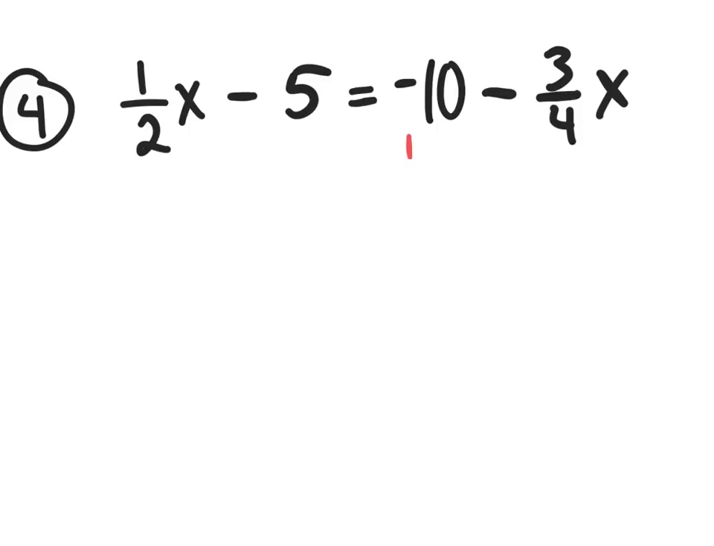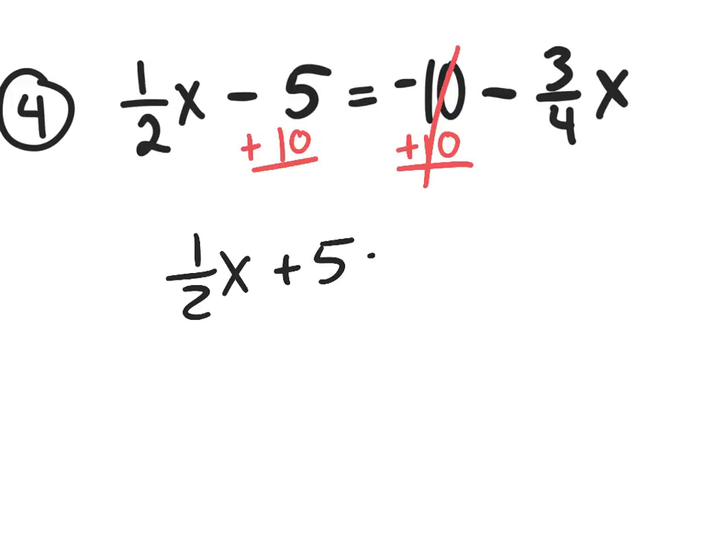So instead of negative 10, I want to go plus 10. That way it'll cancel out. And over here I go plus 10 also. And I will have 1/2 x plus 5 equals negative 3 over 4 with an x. So you see, we made the equation a little bit smaller. Now we can multiply everything by 4.